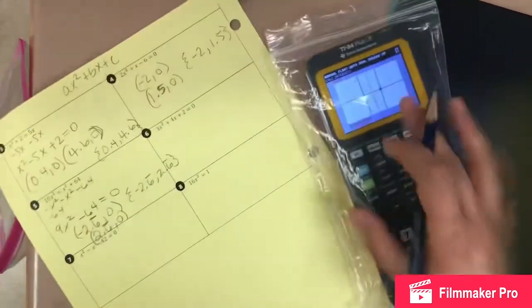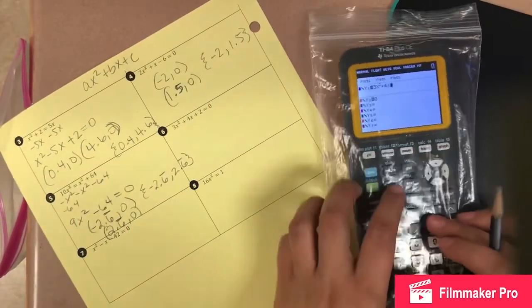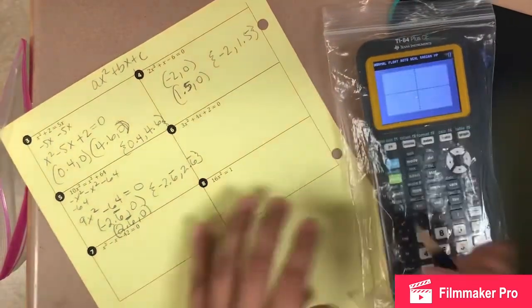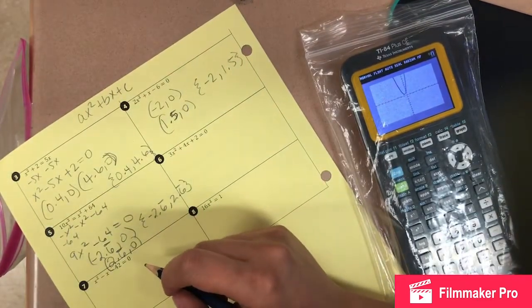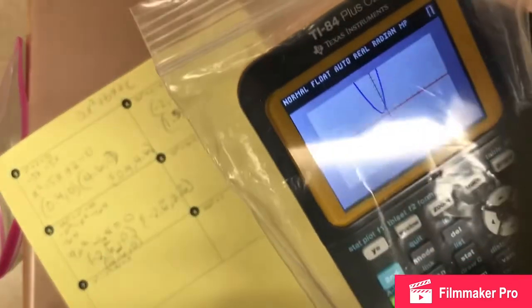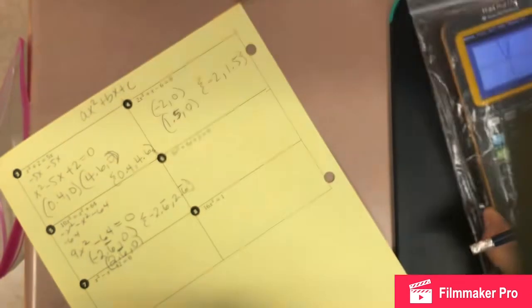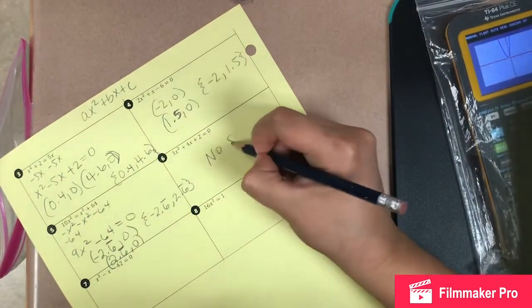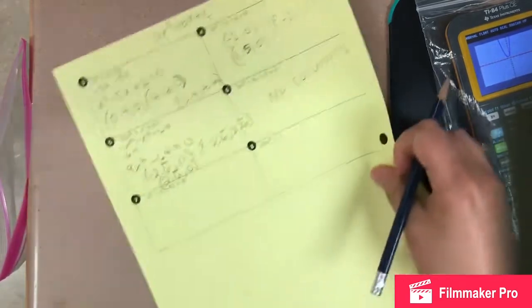Number 6, it's already set equal to 0, so all we have to do is type it in. 3x squared plus 4x plus 2. Okay, if you look carefully, this one does not cross the x-axis at all. It doesn't touch that red line. So in this case, if this happens visually, that means there are no solutions, because it doesn't cross the x-axis.